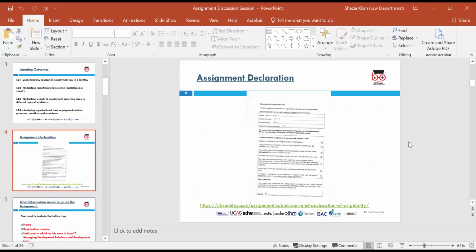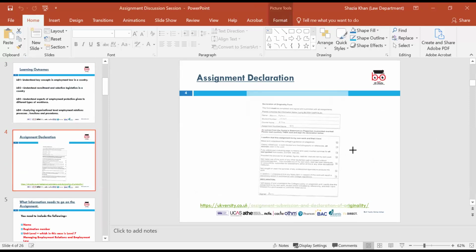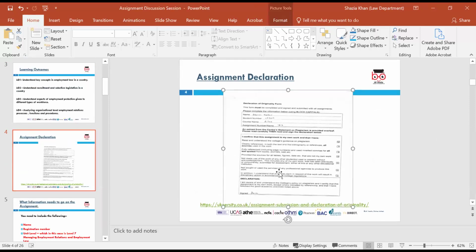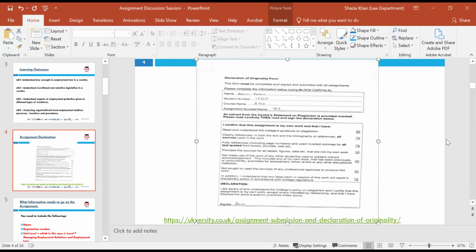So, assignment declaration. Before you do an assignment, you've got to sign your declaration. The whole point of this declaration is to confirm that the assignment is your own work, and that you've read and understand the guidance on plagiarism, which is really important. You must not plagiarize your work, and you must make sure you reference your work in your bibliography and in text as well. You fully reference, including page numbers, and provide the sources.